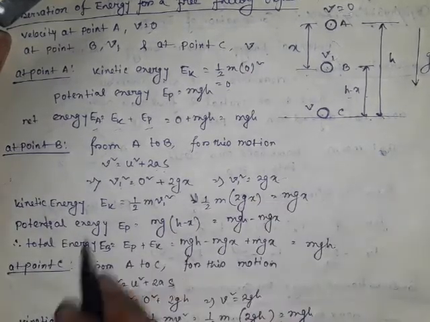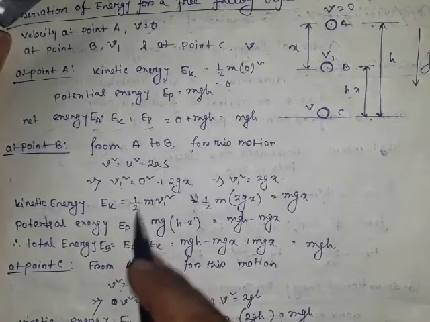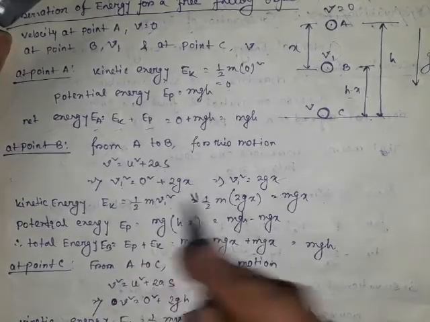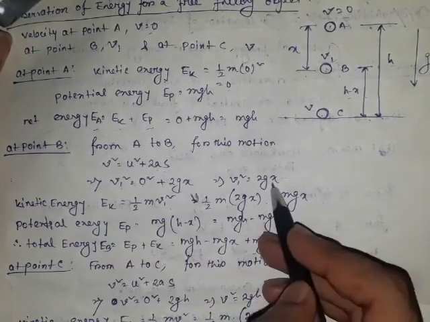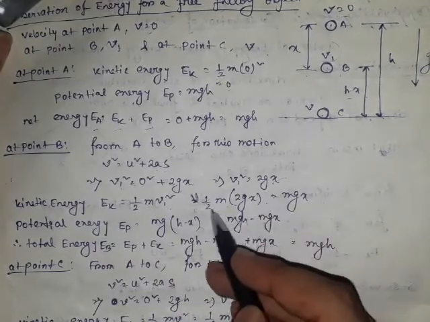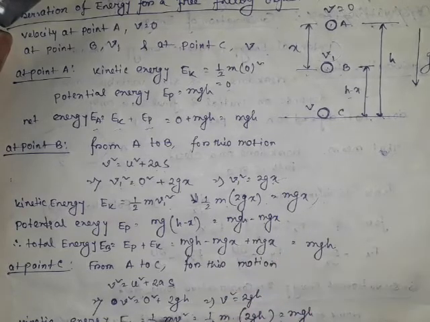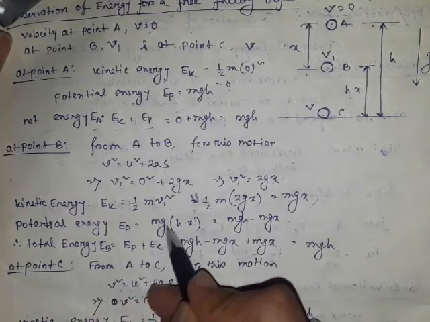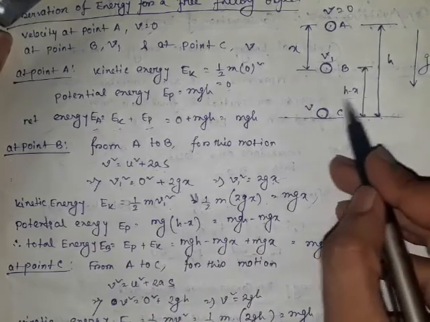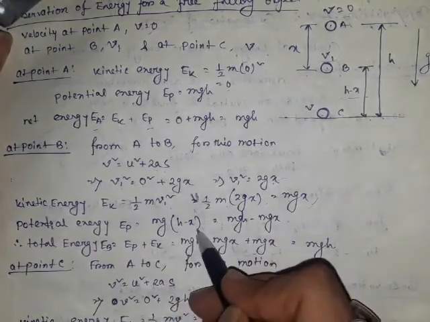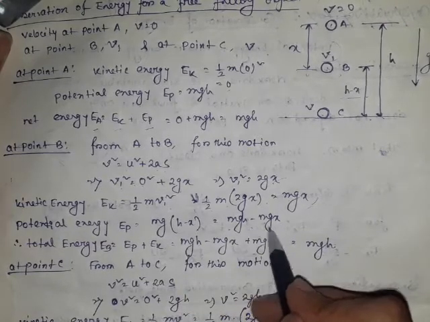Now find the kinetic energy. Ek is half of m v1 squared. Put v1 squared here: half of m times 2gx, since v1 squared is 2gx. Now this 2 cancels, giving mgx. Now the potential energy. Potential energy is m into g into height. The height is h minus x. Now put h minus x here, so you will get mgh minus mgx.